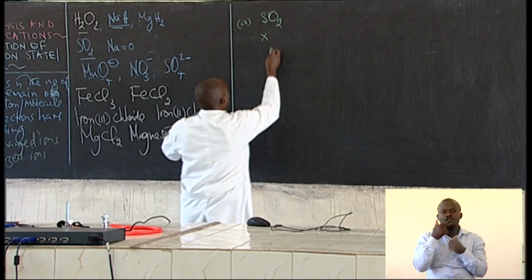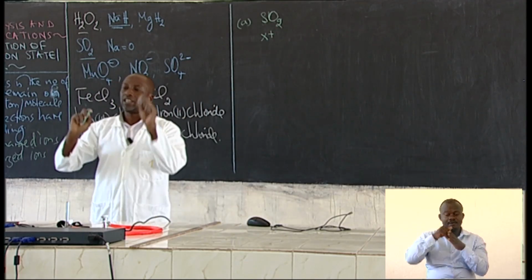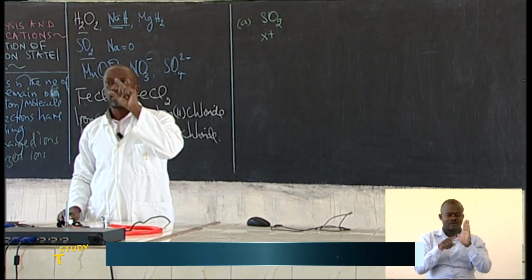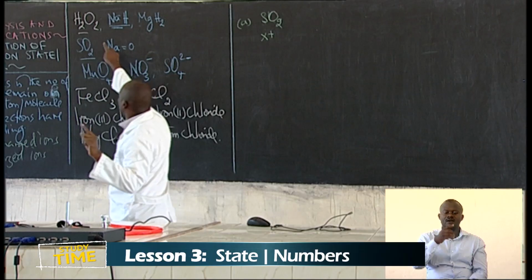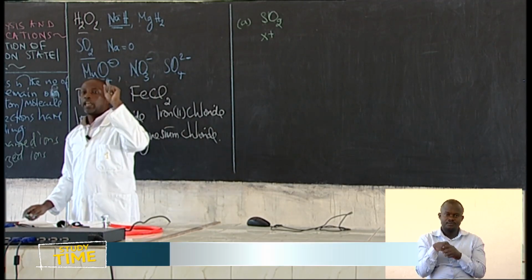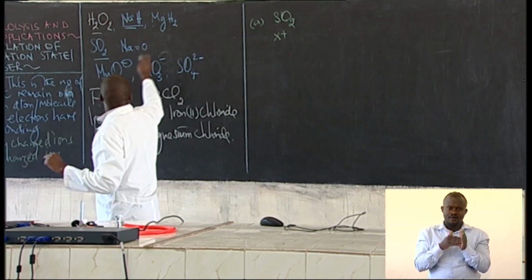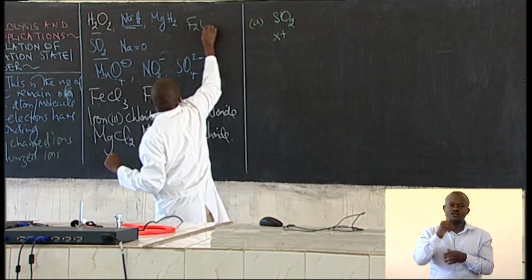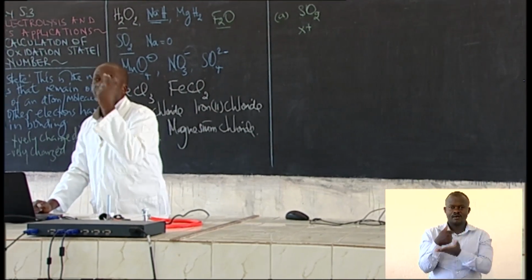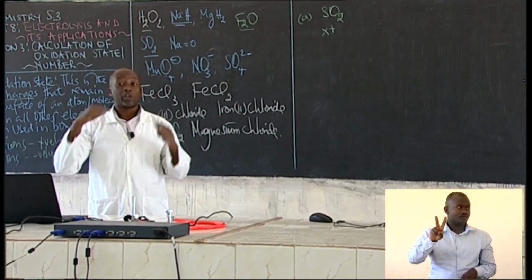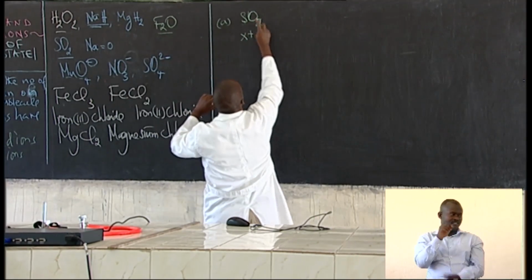So X plus oxygen. Remember, we said oxygen carries a negative charge, except in hydrogen peroxide where it carries -1, and in the other oxide that we mentioned, oxygen difluoride, where it carries +2. That is why you need to remember those rules. So this is X plus oxygen.